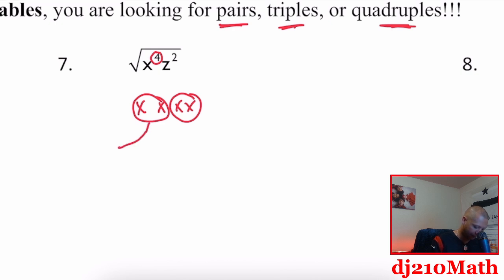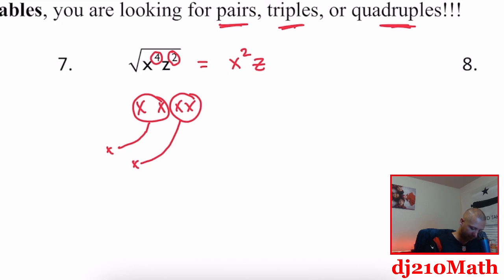So this comes out as an x, comes out as an x. So outside we have x squared, because x times x, there's 2. And then there's no x's left inside. There's a z squared, I'm sorry. There's 2 z's. So I'm going to take both of those out as a single z. So there's literally nothing left inside.